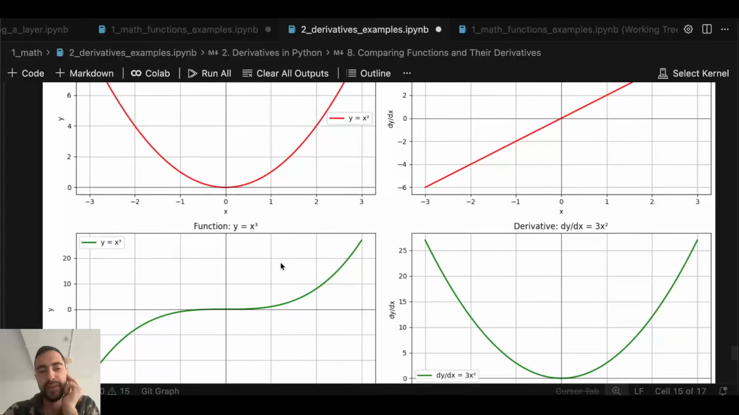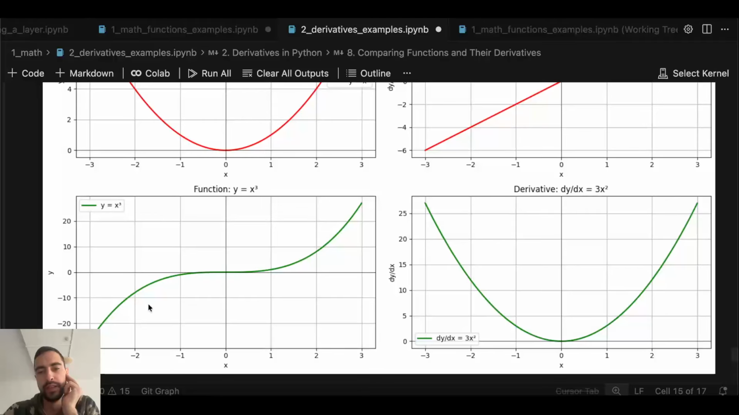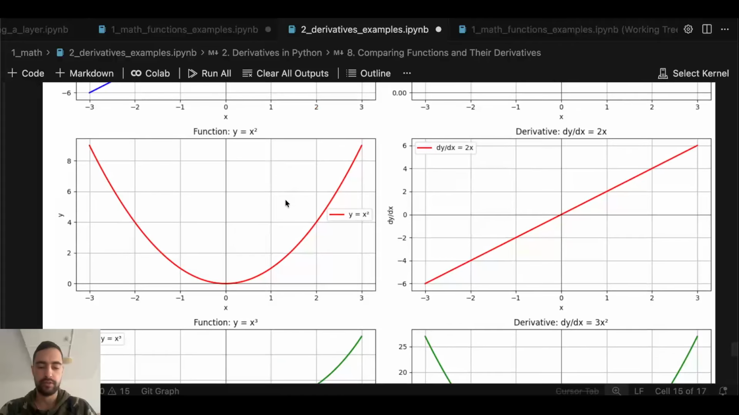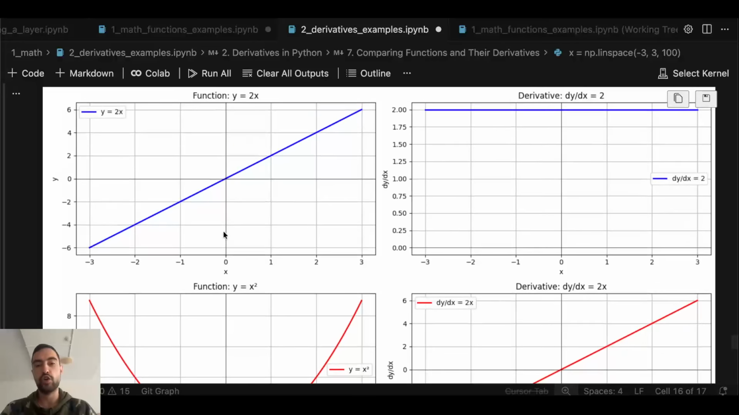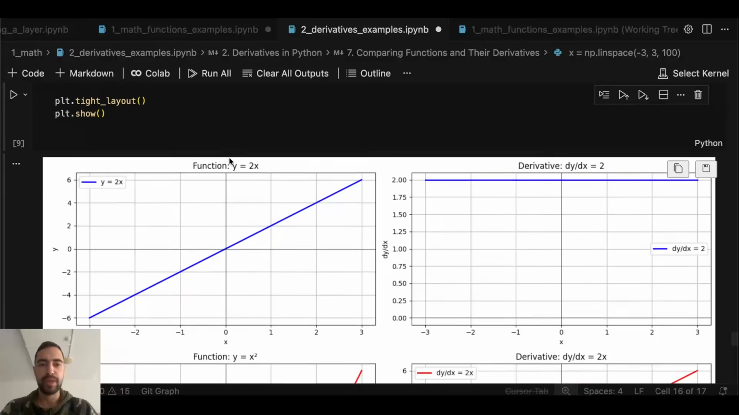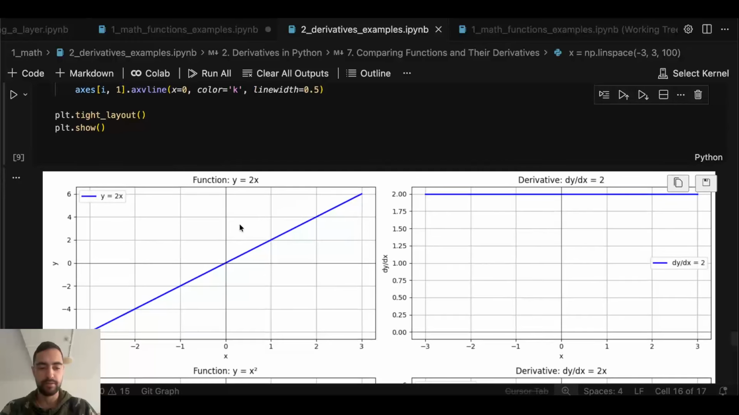We have a cubic function, x to the power of 3. The derivative will be x to the power of 2, it will be quadratic. So the derivative is one degree less than the function. So that's going to be the core knowledge you need to know about derivation. You will eventually learn more as you read papers, but for now this is enough.